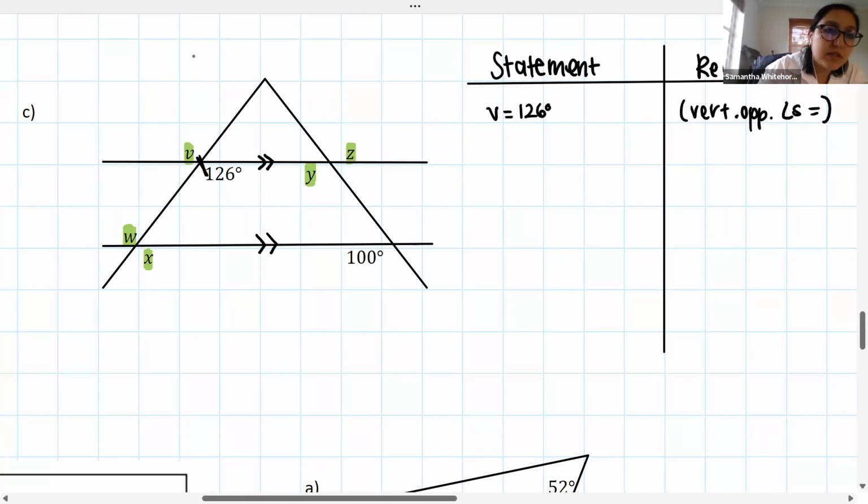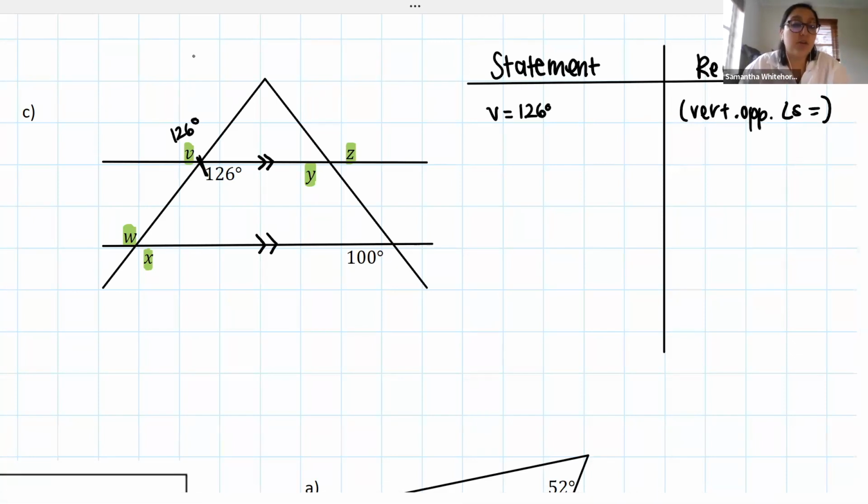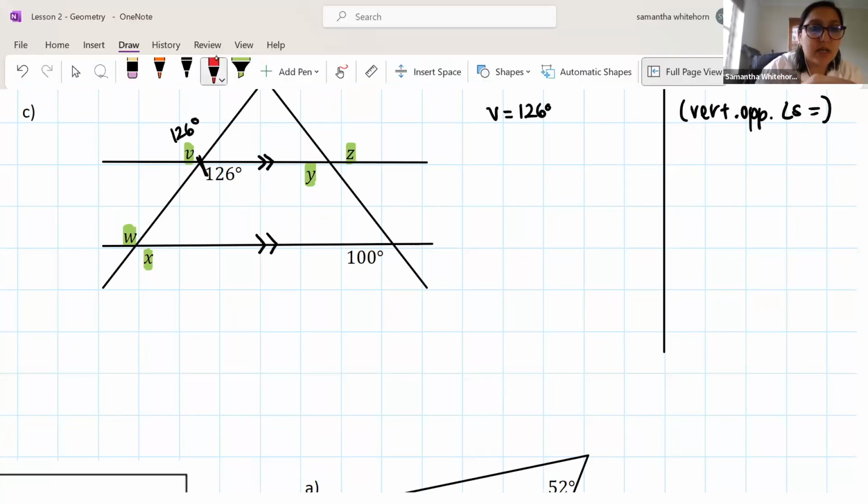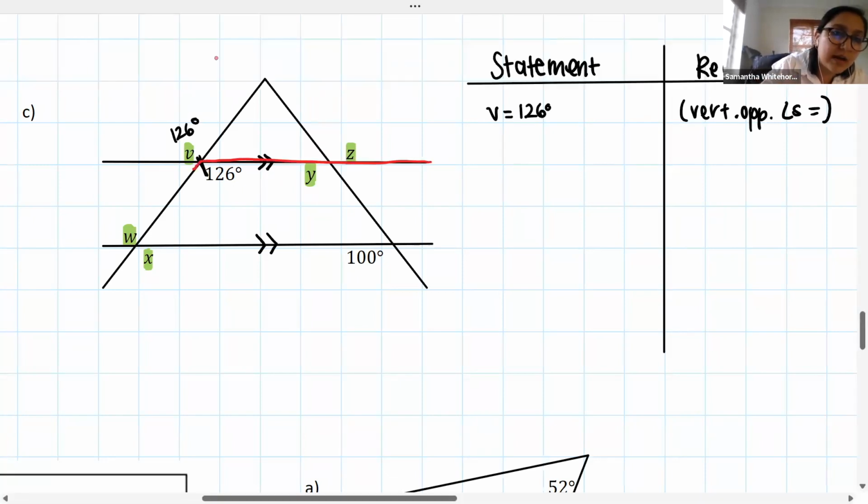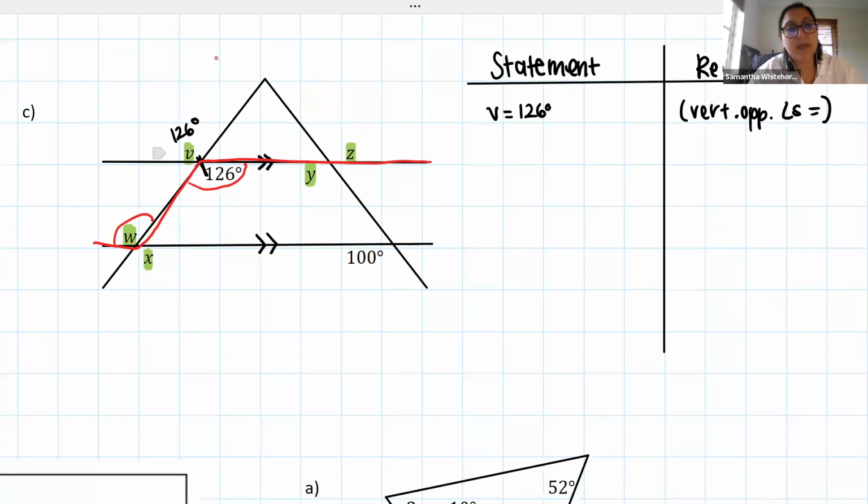Now, especially with these types of questions, grade 8s, I like to write in the information as I go along, just in case it helps me. It might, it might not, I don't know, but it could be useful. So that's V. The next letter in the alphabet is W, and there's a couple different ways that you can find W. One way you can see W is through the parallel lines in the shape of a zigzag. You can see that W and 126 are alternate angles.